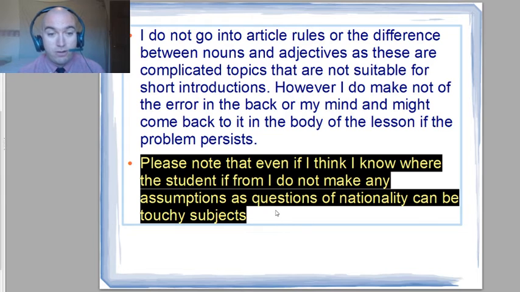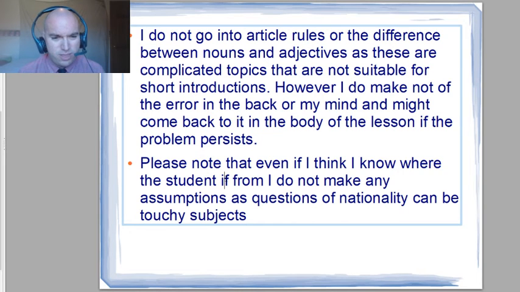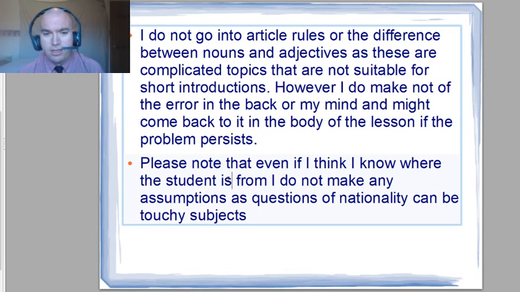Okay, here's something very important. If I do not know where my student is from, I do not make any assumptions. Questions of nationality can be touchy subjects. If I don't know, I don't know, and we'll leave it at that.